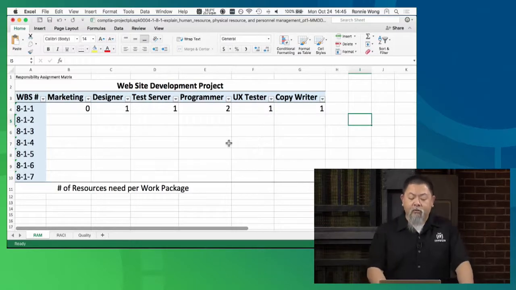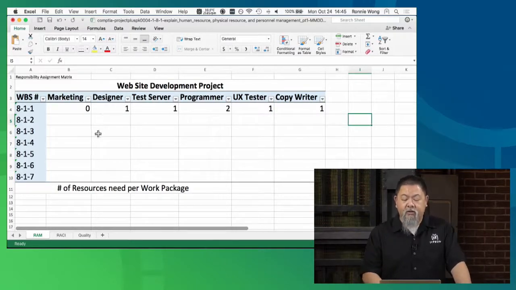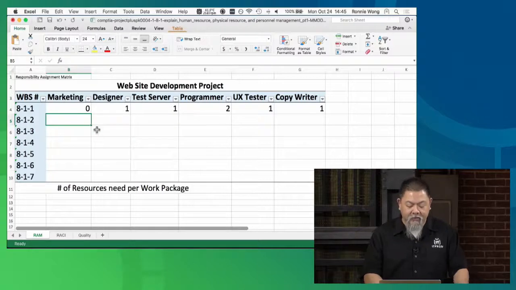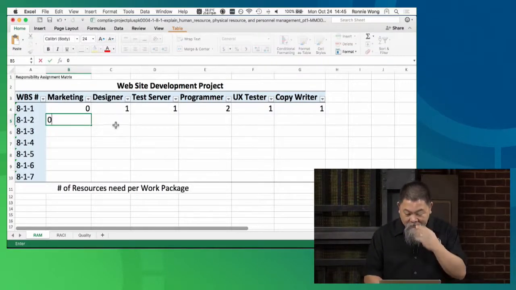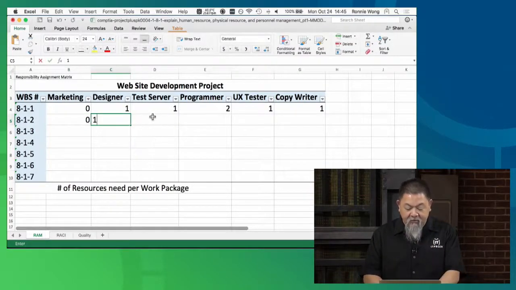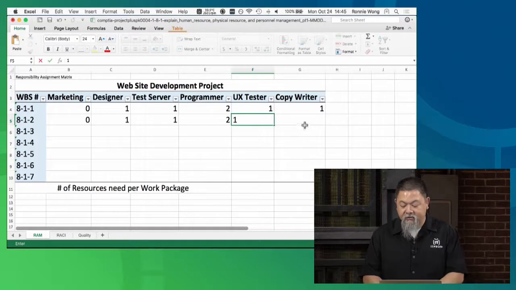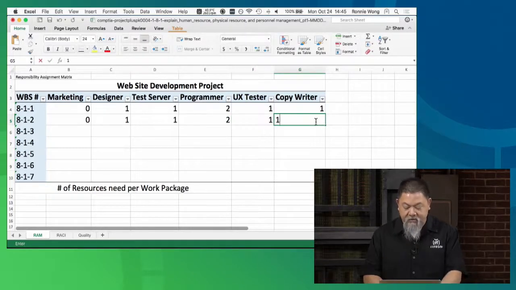So now you go back through, and this is what you start to do, is you start to realize how many of these resources you need for a particular task. And you can go in then to the second one and do the same thing here, where you might realize you're not dealing with marketing yet. And at the designer level, he's still working. Test server, you definitely continue to need. Here you have this one, and then this one, and then this one still, okay?